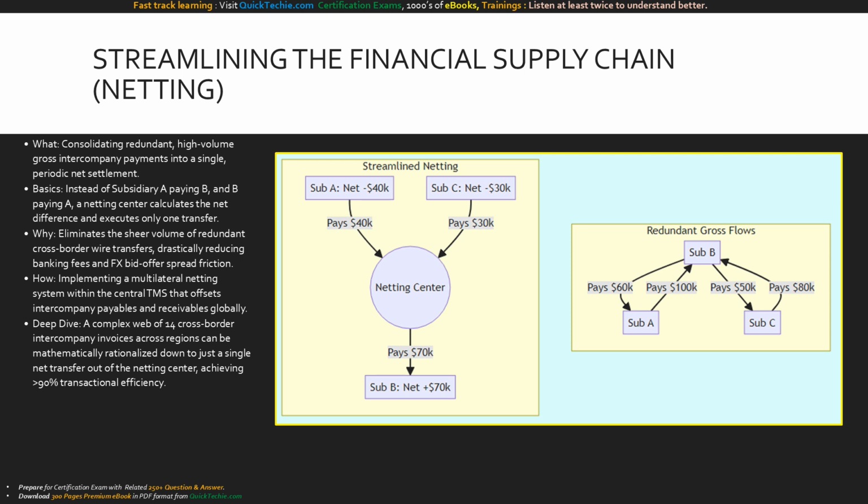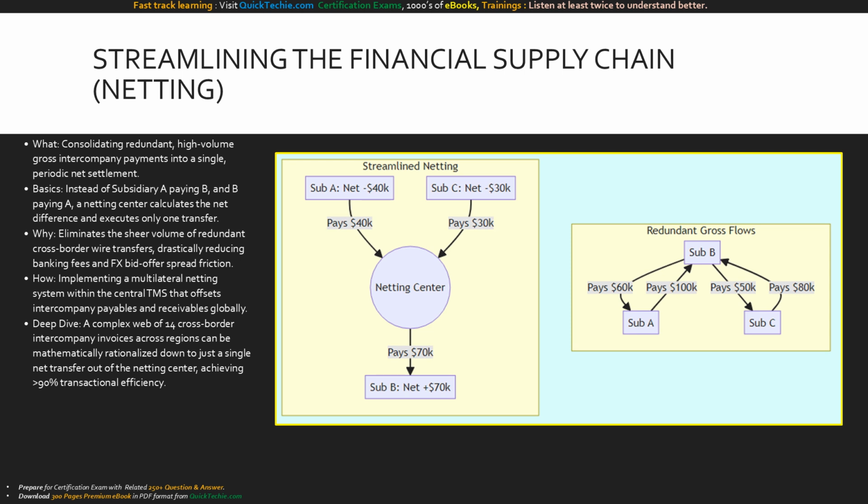Compare the 2 models on your screen to understand the power of netting. The top box shows redundant gross flows. Sub A pays sub B 100K, B pays A 60K, and similar redundant flows happen with sub C. That is 4 separate, costly cross-border bank wires, each incurring FX fees.